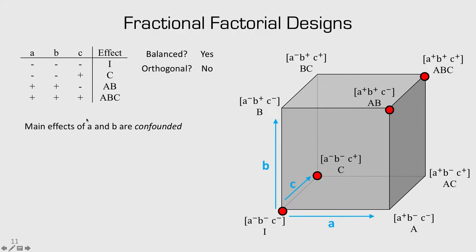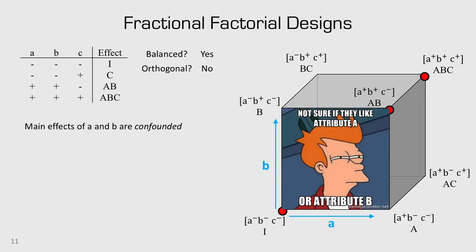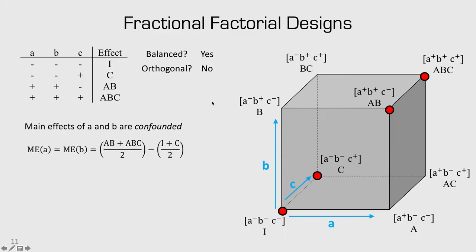In this case, we would say the main effects of A and B are confounded, which means we can't separate these two things apart. We can't be sure if a consumer likes attribute A or if they like attribute B, since they co-vary together. If we calculate the main effects for A and B, we'll see that they're exactly the same. The side where A is positive is these two terms, and we would subtract away the side where A is negative, which is these two terms.